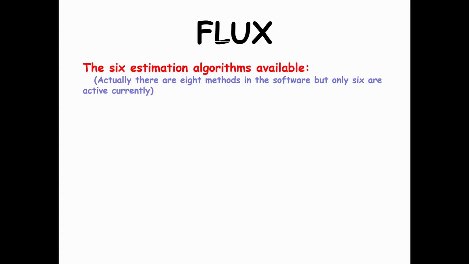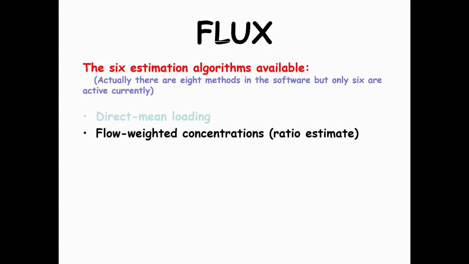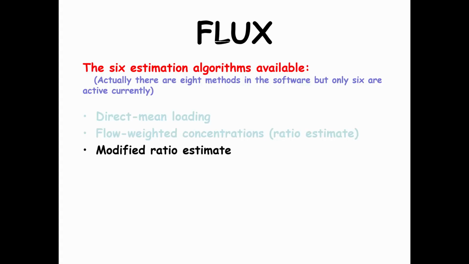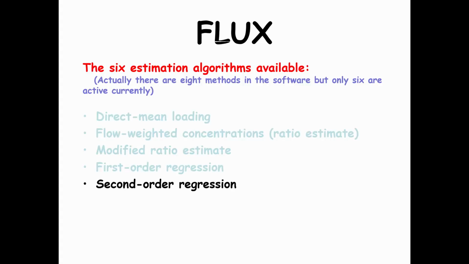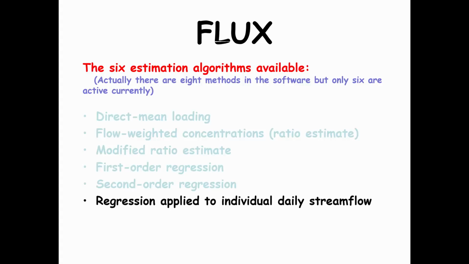The 6 algorithms that are available, and I mentioned already there are 8 methods, but only 6 are currently active, and we'll only be using those 6. There's a direct mean loading method. There's a flow-weighted concentration method. There's a modified ratio estimate method, first-order regression, second-order regression, and regression applied to individual daily stream flow.